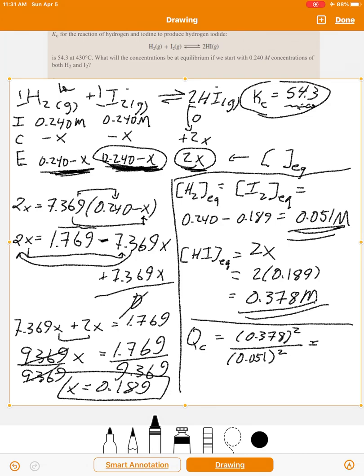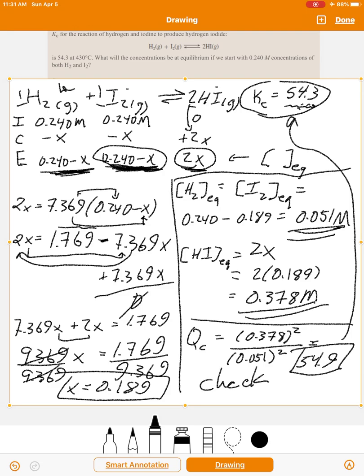So 0.378 squared divided by 0.051 squared comes out to 54.9. Okay? Pretty darn close to 54.3. If we did it to 2 sig figs, we'd actually have exactly the same answer. Okay? So it looks like we got it. This is a check for this type of problem. You plug your equilibrium concentrations that you got back into the expression for Q, and if Q is equal to K, we're at equilibrium. We got it. So there you go.